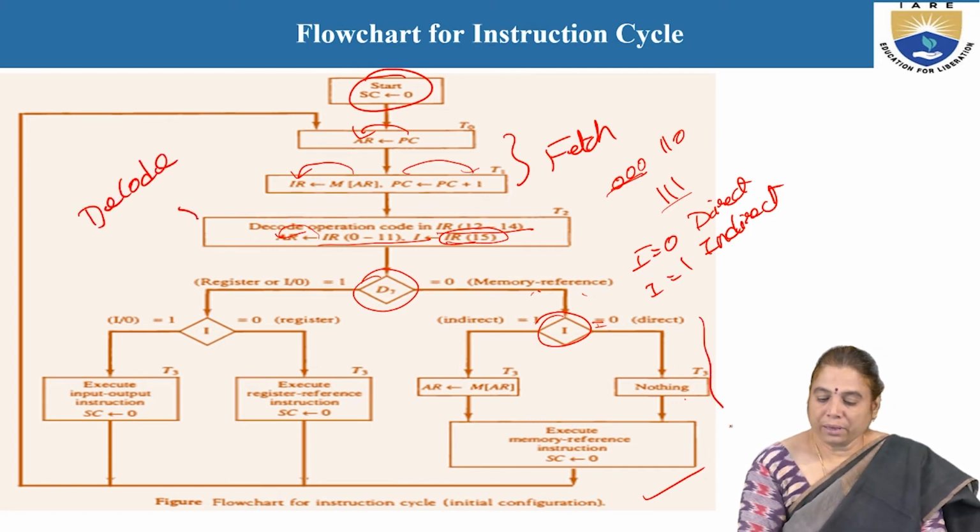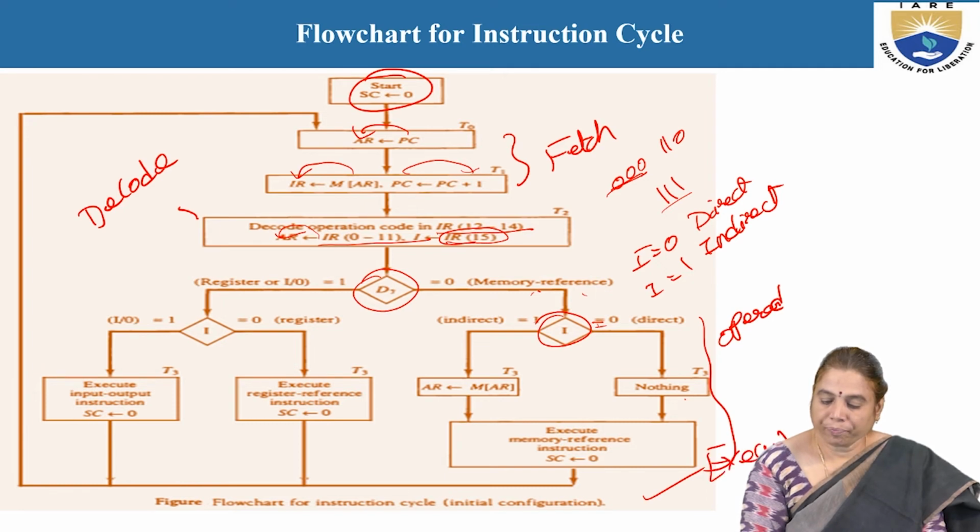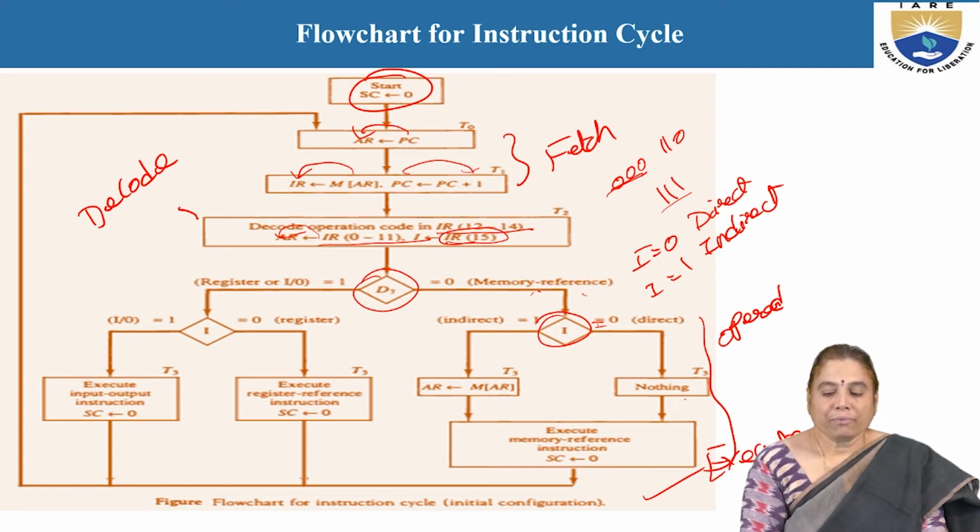And the third step is getting the operand. The fourth step here is the execute. In case the I value is equal to 1, it is an indirect address. So to fetch the operand, again one cycle can be required to get the operand and execute it.